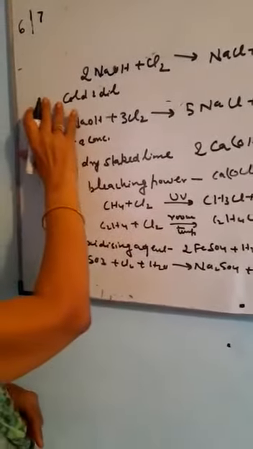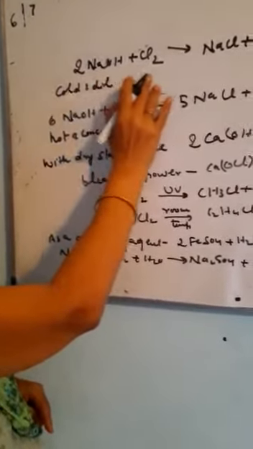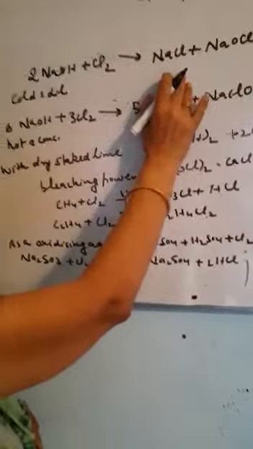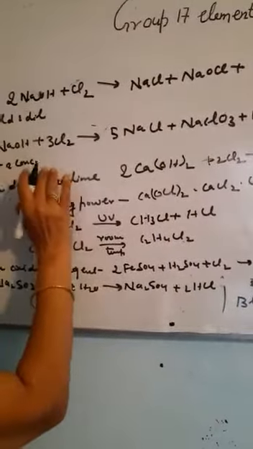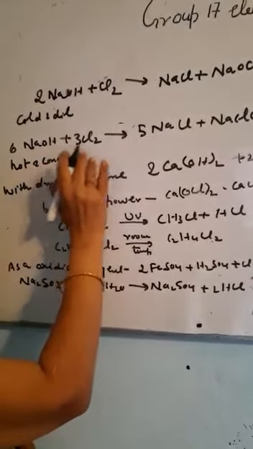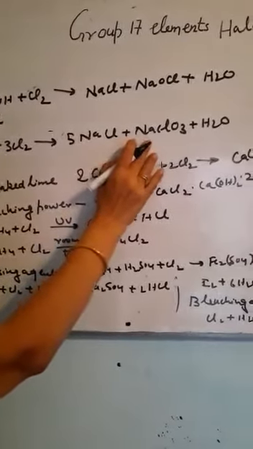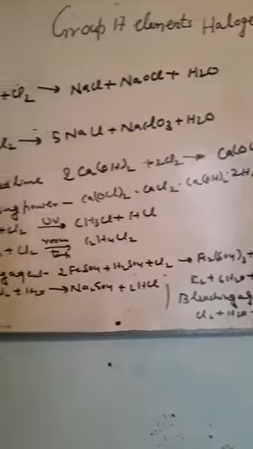The next reaction is the reaction of cold and dilute NaOH with chlorine. There will be formation of NaCl, NaOCl and water. And then it is a reaction of hot and concentrated NaOH with chlorine. There will be sodium chloride, sodium chlorate. This compound is sodium chlorate with water.